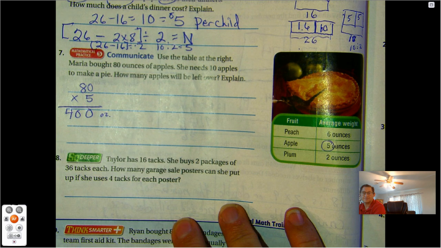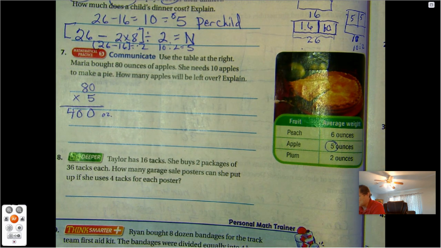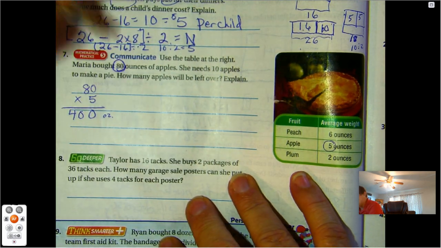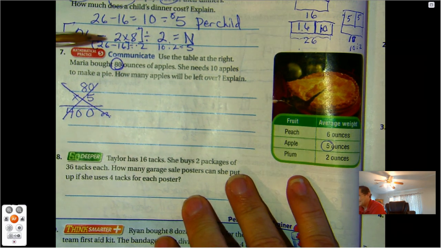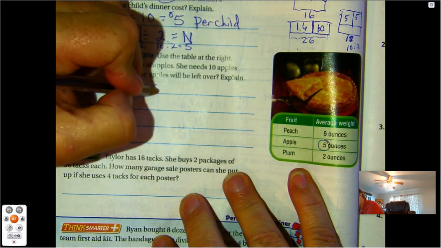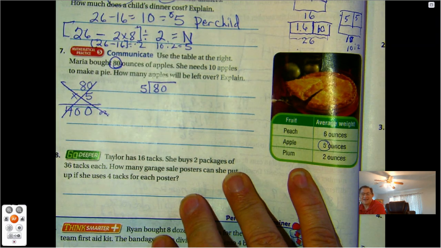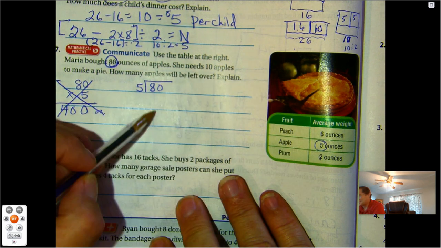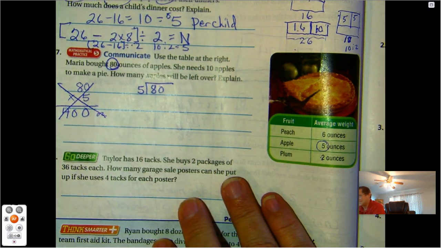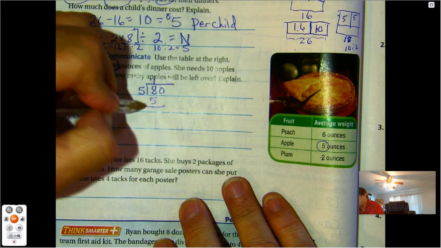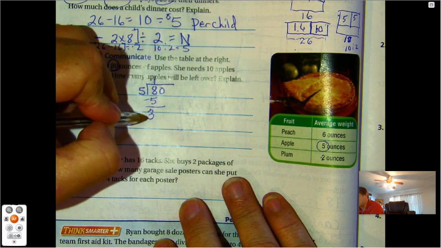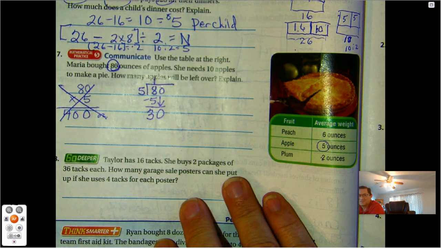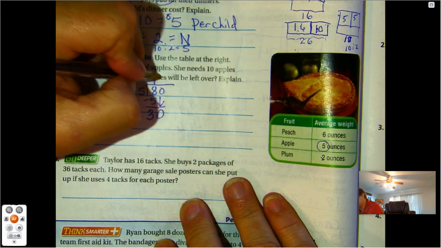I read that question totally wrong. Let's go back. She bought 80 ounces. So how many apples did she buy to get those 80 ounces? Okay, each apple is 5 ounces. So how many groups of 5 ounces will it take to get to 80? I can share 5 evenly among the 10s, leaving me 3 10s. I can't share those with 5 groups, so I'll trade those for 30 ones plus the 0 ones I already had. So 5 times 6 is 30. So we have 16 apples.